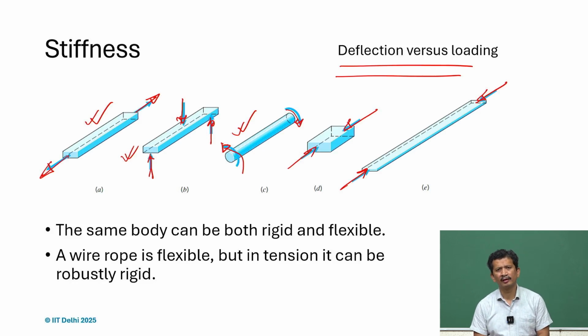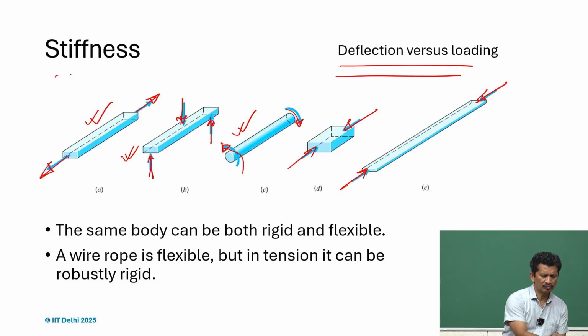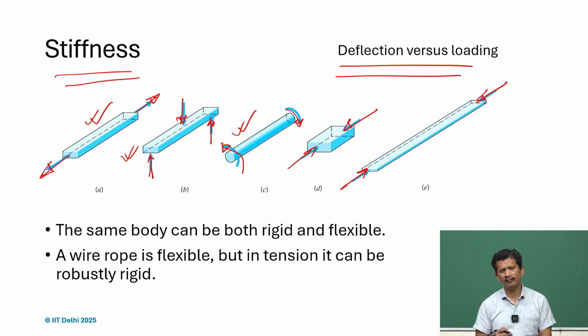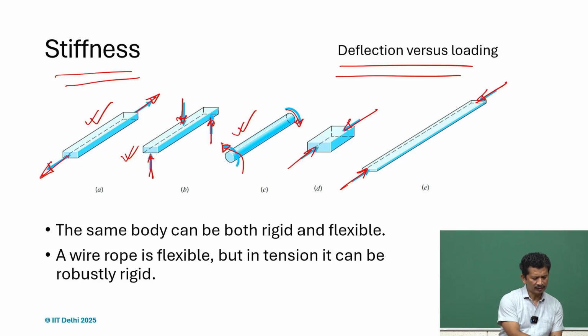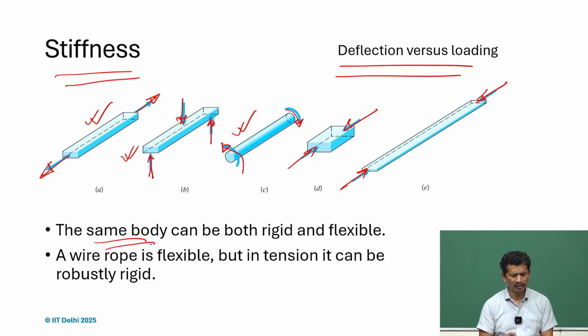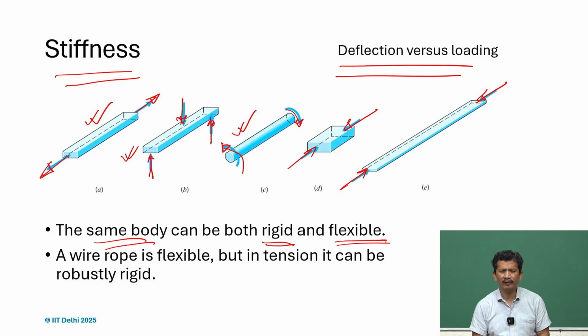But in this lecture, what we try to emphasize is the stiffness for different kinds of loading. What we have to understand is that the same body can be rigid and flexible at the same time. I think it is very important to understand this part, because many times when we say rigid, we assume that it is rigid in all directions. If it is flexible, we tend to forget that it might be stiff or rigid in certain directions.